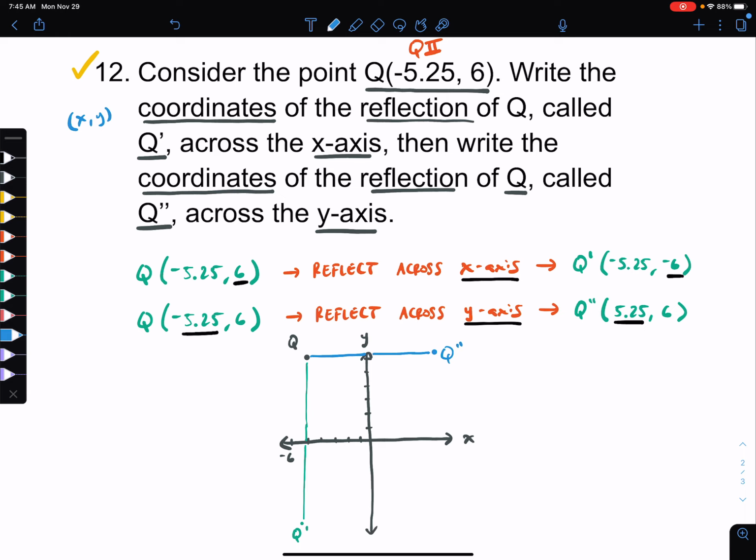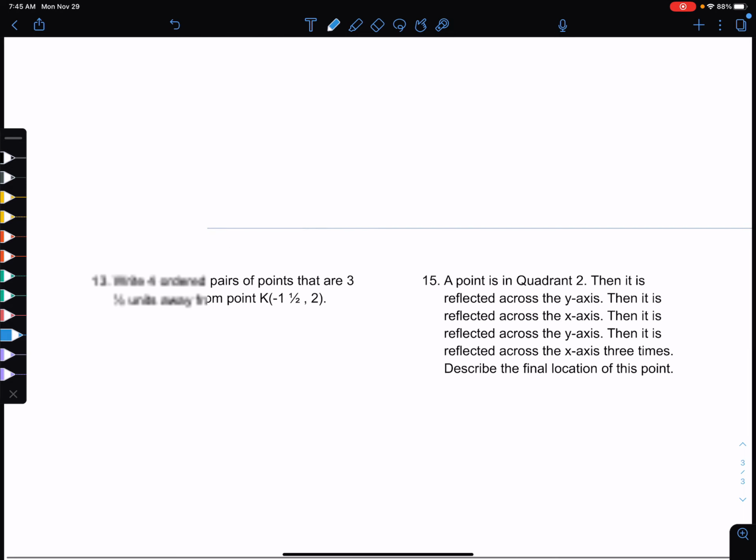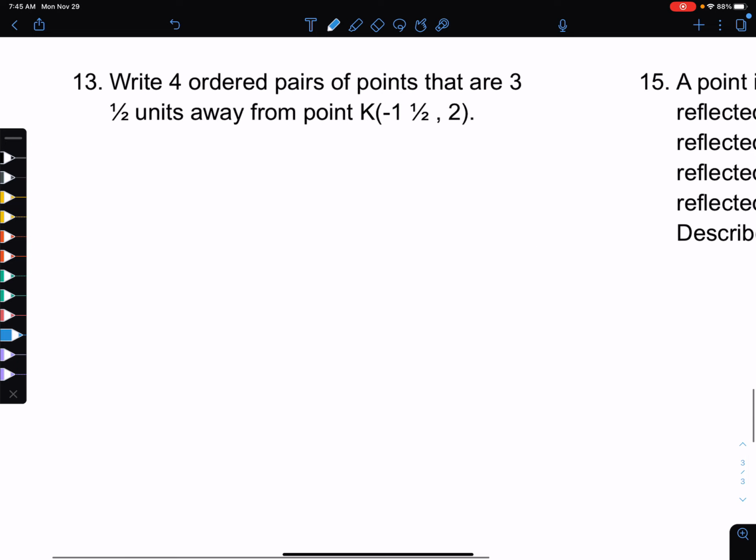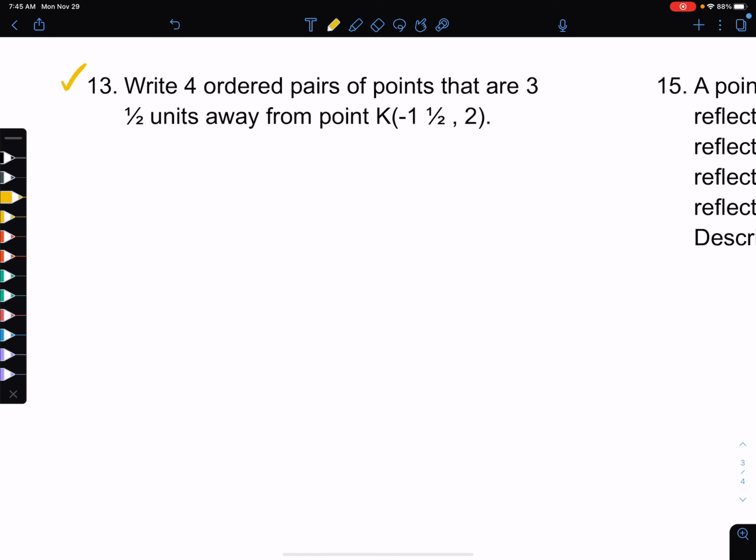Okie dokie. That was 12. For number 13, write 4 ordered pairs. So they want 4 of these (x, y)'s that are going to be 3.5 units away from this point right over here.